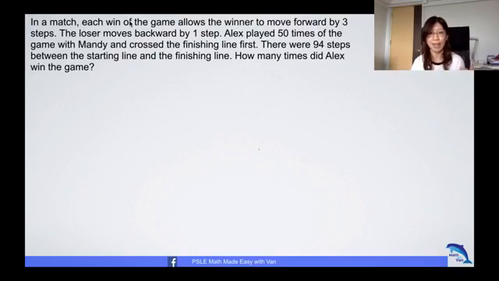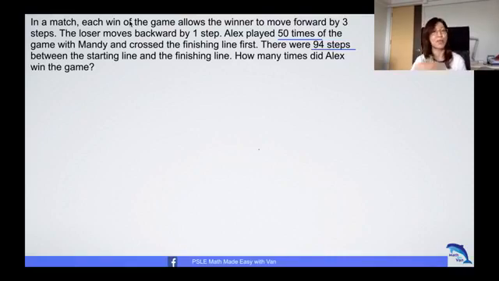So what else do we have? We have the number of times that the games were played, 50. And then we have another condition, 94 steps, that pertain to the difference of these 2 variables that we talked about just now. So you can use the assumption method on this type of question. So if I were to do that, how many times did Alex win the game? What would you usually do?